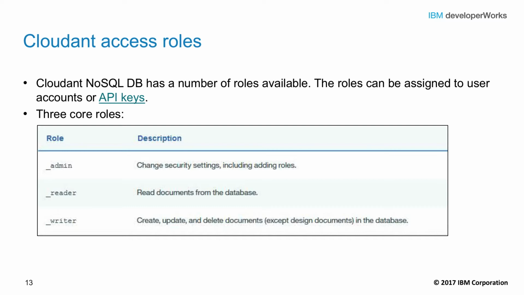There are a number of access roles available for Cloudant. These roles can be assigned to user accounts or to API keys. Note, the reader and writer roles are exclusive. If a user has the writer role, they cannot read documents that they create unless they also have the reader role. You might want to assign more than one role.